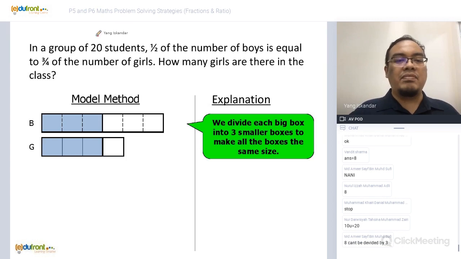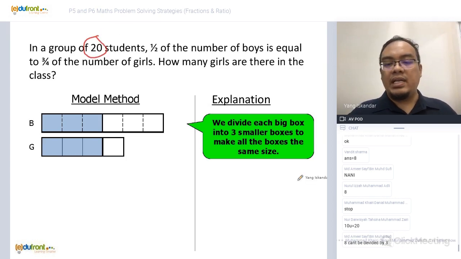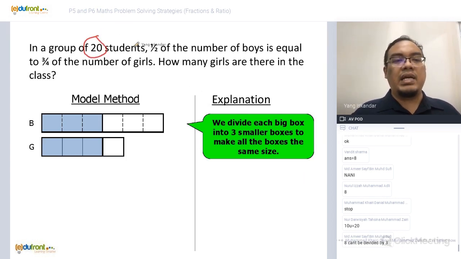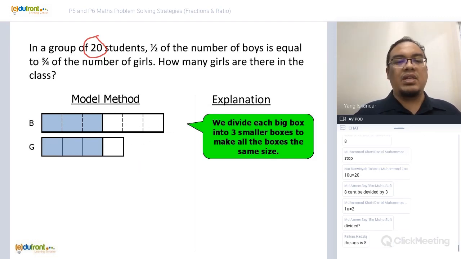Now we have not made use of this clue here. There are a group of 20 students. Now how many units is 20? 1, 2, 3, 4, 5, 6, 7, 8, 9, 10. So 10 units is 20.